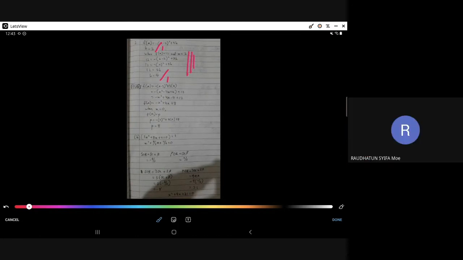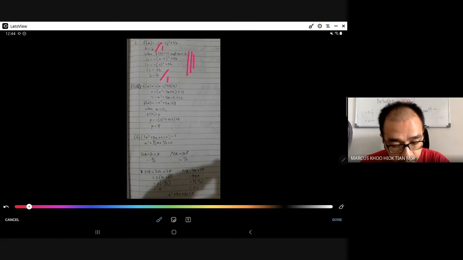Okay, next, A2 please. A2 asks us to find the y-intercept. So Marvin first changes to standard form, then substitutes in the value. He gets x is equal to 0, because we want to find the y-intercept.